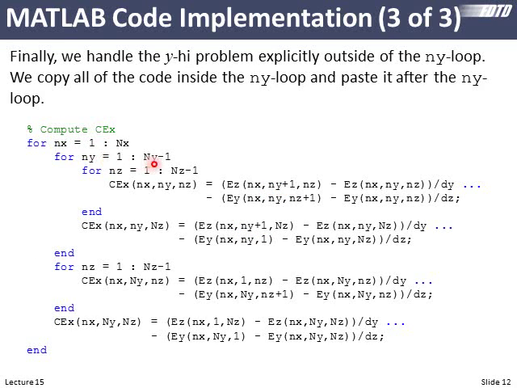So we'll take the y loop. We won't go to the end. We'll go to just y minus 1. So now everything inside that loop will not have a problem. However, we still have to handle the little ny equals big ny case. So we copy everything inside that y loop and paste it down here and handle it explicitly.